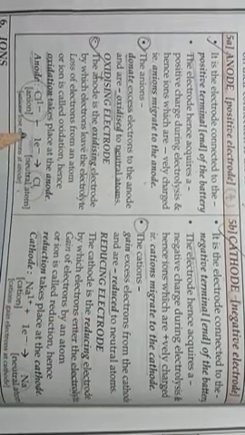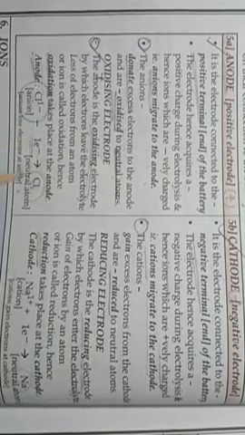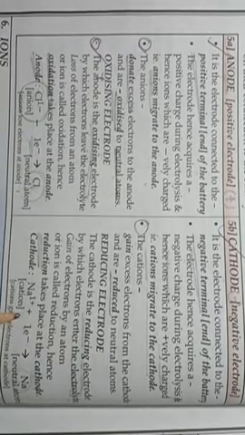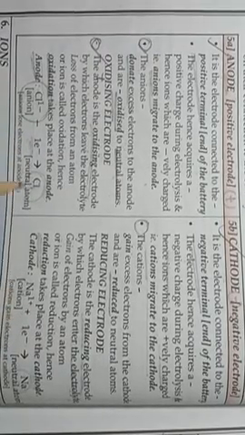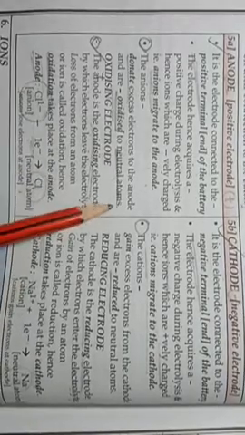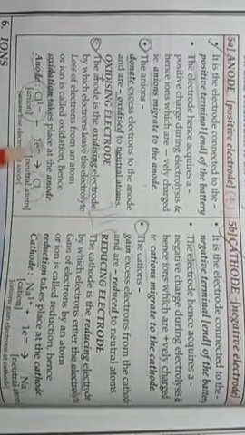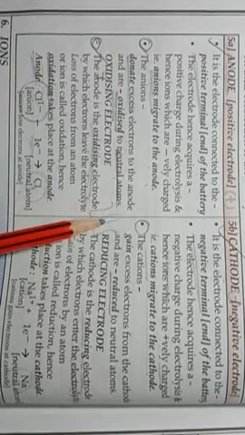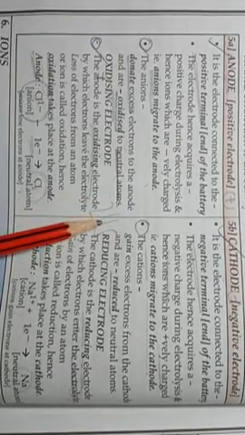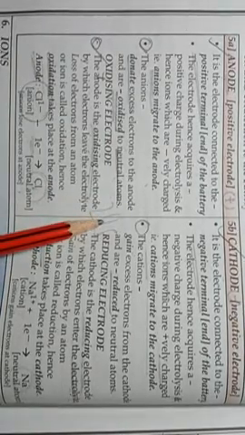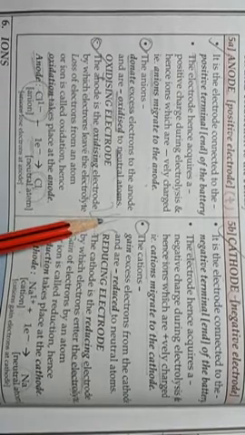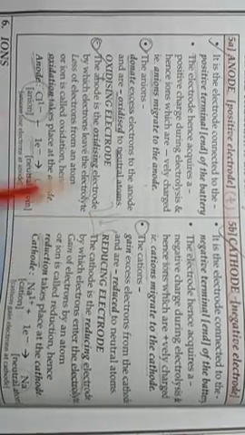Okay, so at anode oxidation reaction is taking place, at cathode reduction reaction is taking place. So these two reactions are taking place in an electrolytic cell. That is why you can say that in electrolytic cell redox reaction is taking place simultaneously. Oxidation and reduction both are occurring at once.